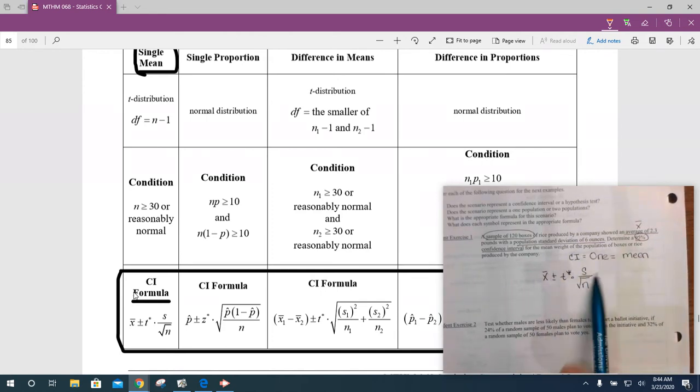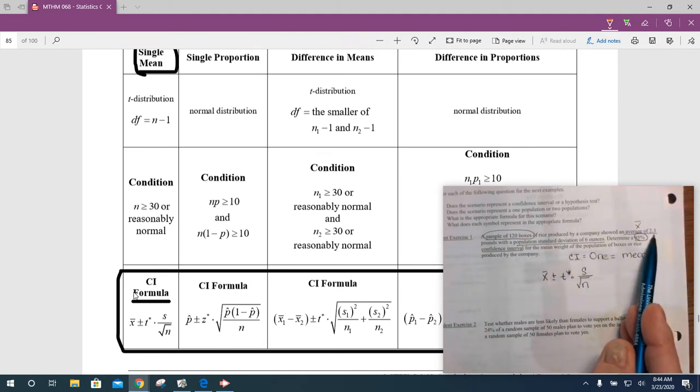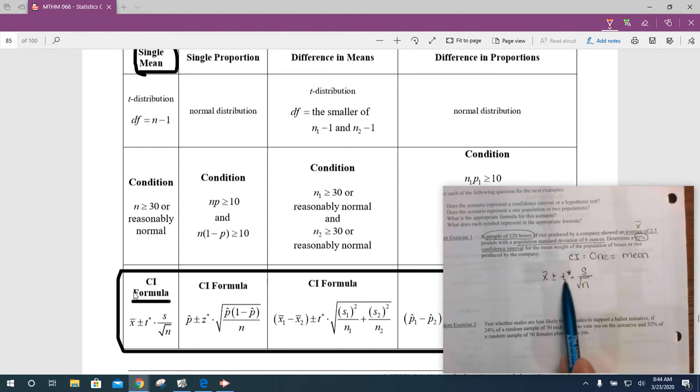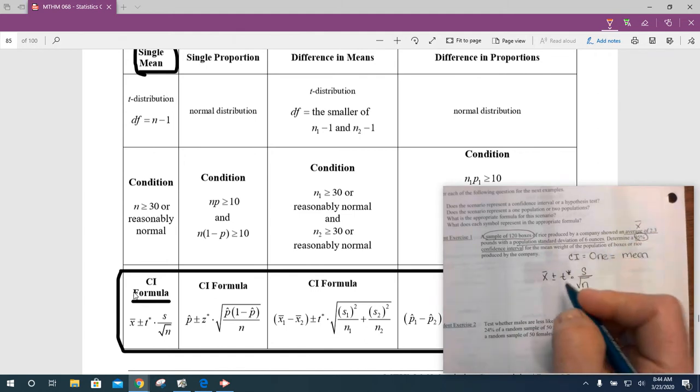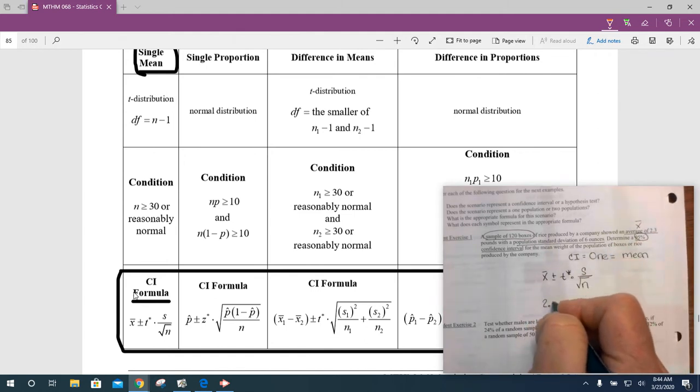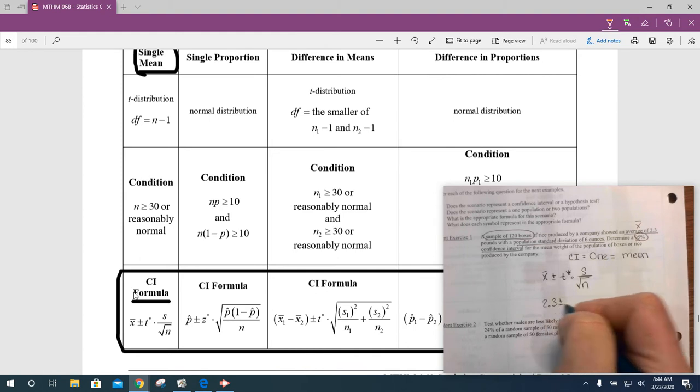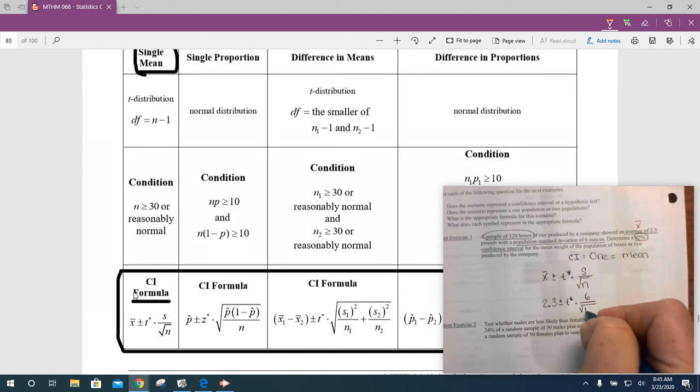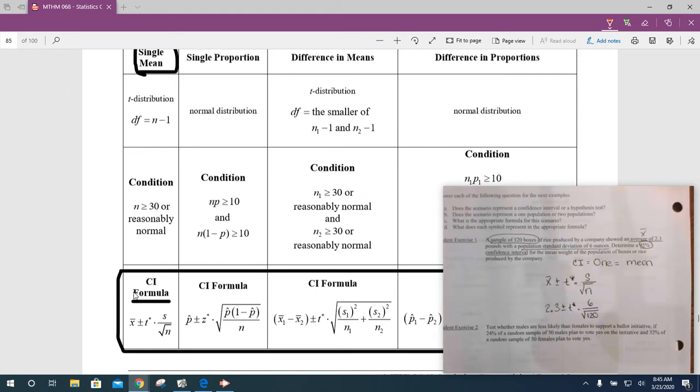Now, remember, we know what these mean. What do these mean? This is the statistic, 2.3. T star, you don't know how to get that yet, but you will pretty soon. S, standard deviation, 6. Root of n, how many things did you measure? 120. So if we filled in what we know right now, we know 2.3. We don't yet know T star. We do know S is 6, and we know that the sample n was 120, and it's a square root of. Let's go to the next one.